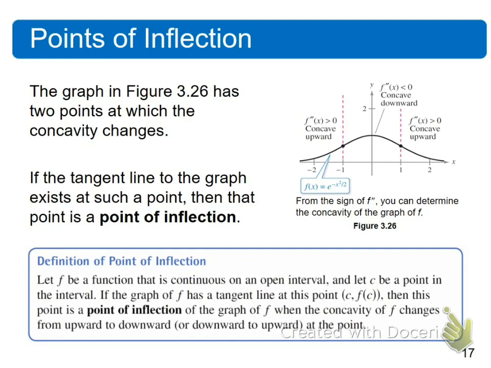So just like we could do with the first derivative test, where we could determine relative maxes and mins where it changes from increasing to decreasing, we can check for points of inflection where the concavity changes. Questions for me?